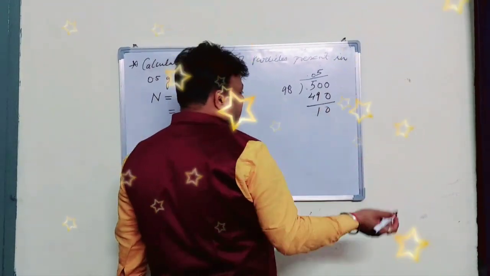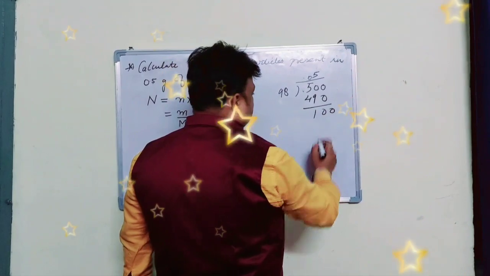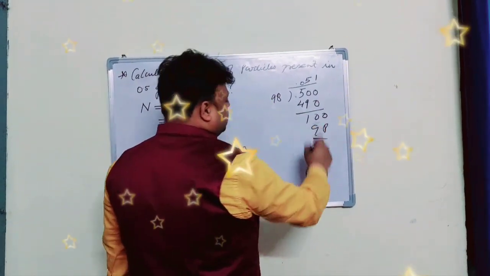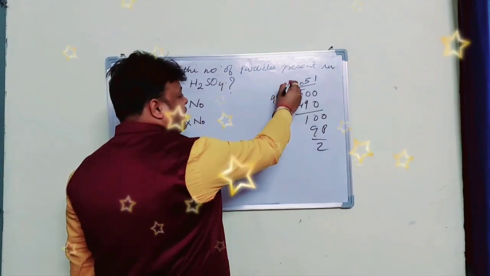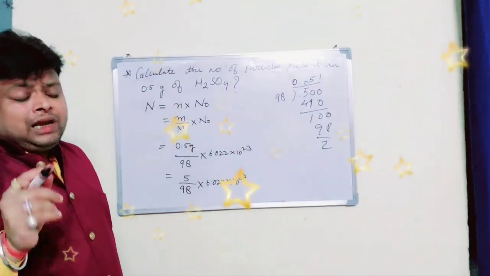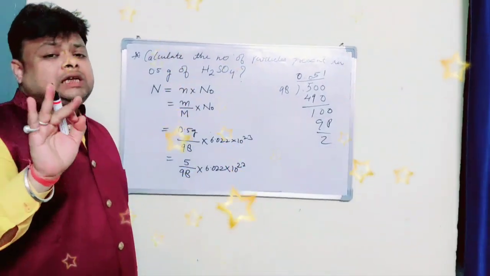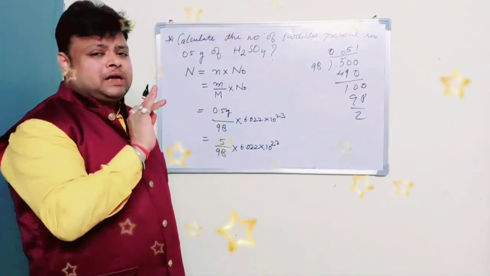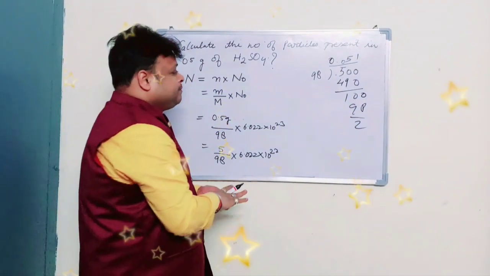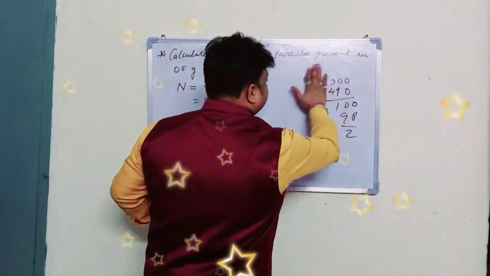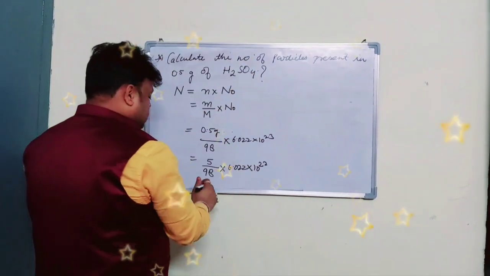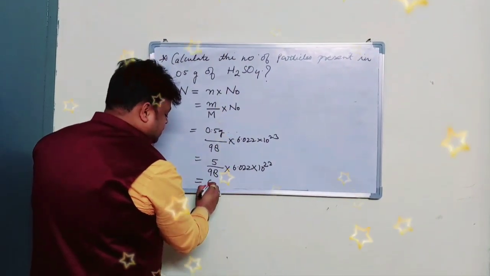Okay. Again, if you want, just put 0. 98 1s are 98. Again 2. So it will go on like this. So we have to divide only up to 2-digit decimal. Divide up to 2-digit decimal, after that leave it as it is. So I am rubbing it. What we get? 0.05.